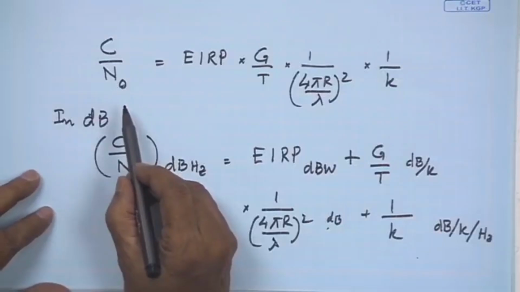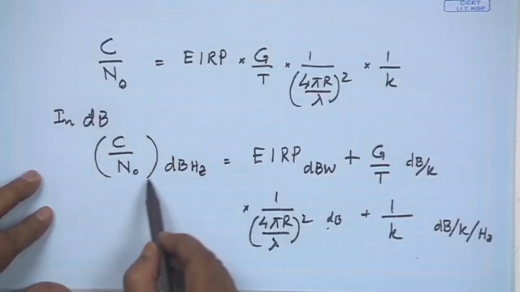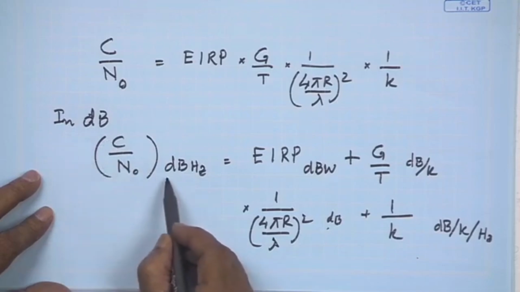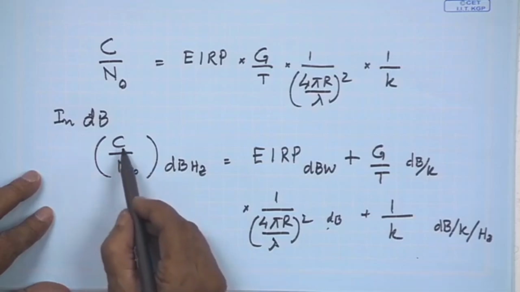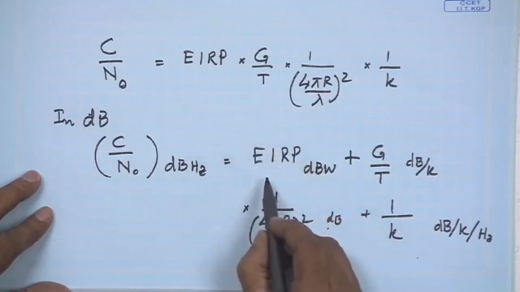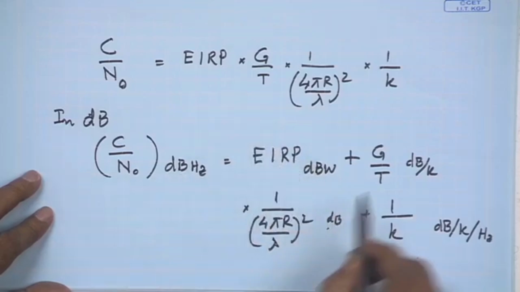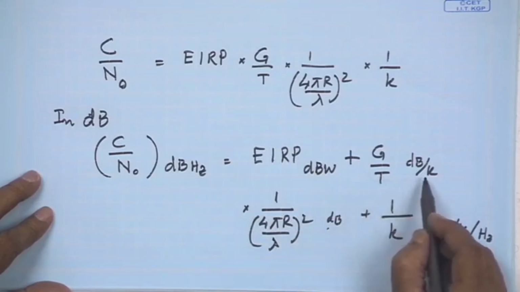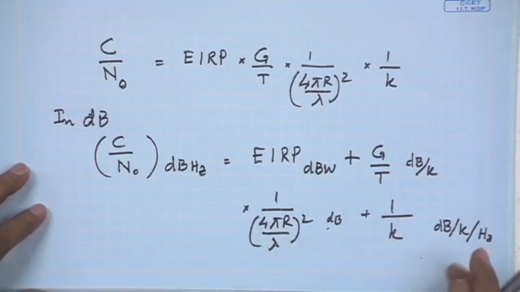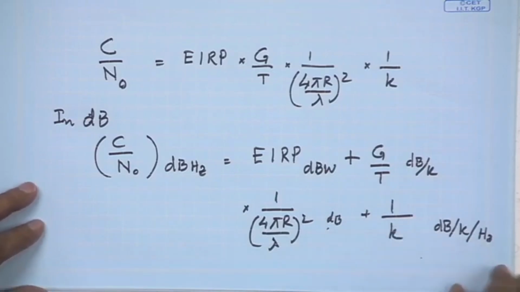Let us go to our expression. Our expression last time, if you recollect, was like this: in dB terms C by N naught, since we have made it noise power density, so the unit will be dB hertz, not simply dB. It was not simply a ratio of two powers, it is dB hertz now. That is expressed in dB as EIRP, which is dBW, G by T, which is dB per K, and then 1 by path loss, which is (4 pi r by lambda) whole square, which is in dB, and of course the Boltzmann constant K, that is 1 by K, dB per K per hertz.